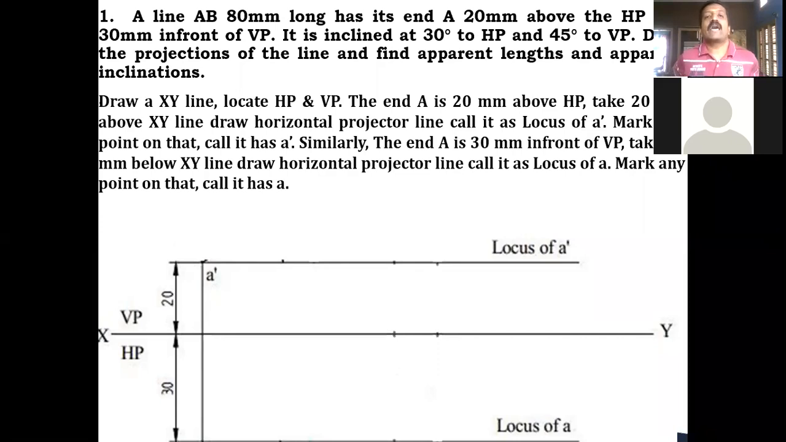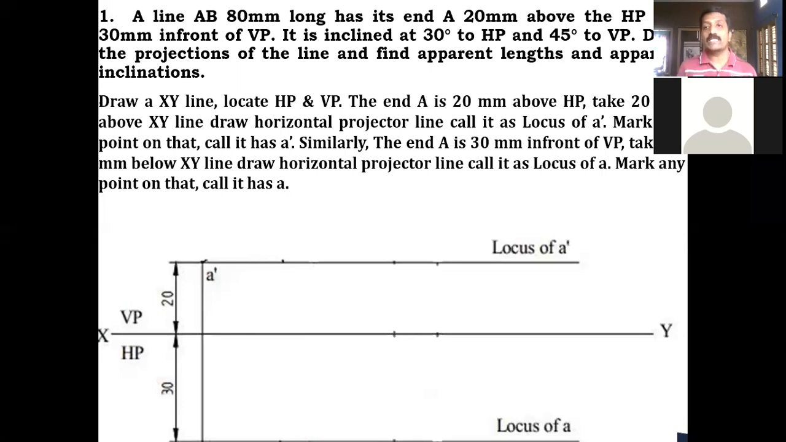Next, it is inclined at 30 degree to HP and 45 degree to VP. This is the true inclination of your line. With respect to HP it is theta, theta equal to 30 degree. You can make a note. And the inclination with respect to VP, phi, is 45 degree. These are the three data which he has given: the true length, the true inclination with respect to HP, theta, and the true inclination with respect to VP, phi.